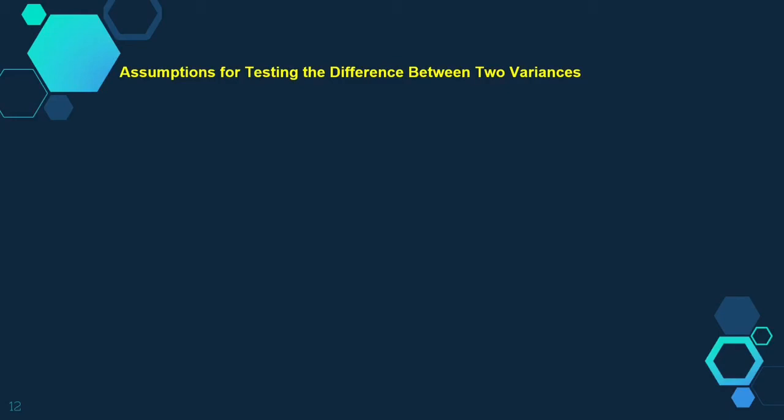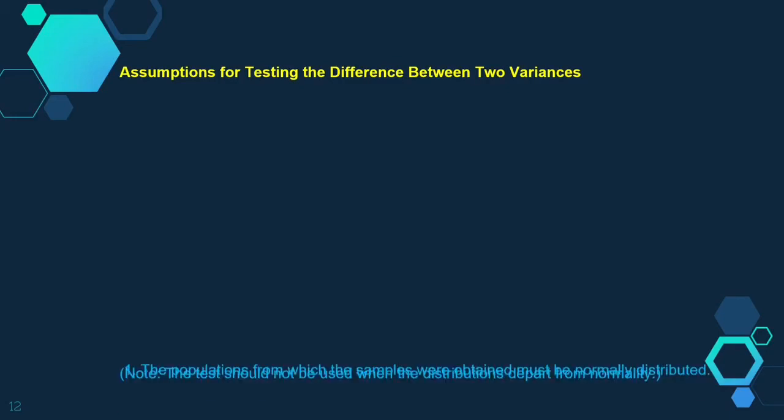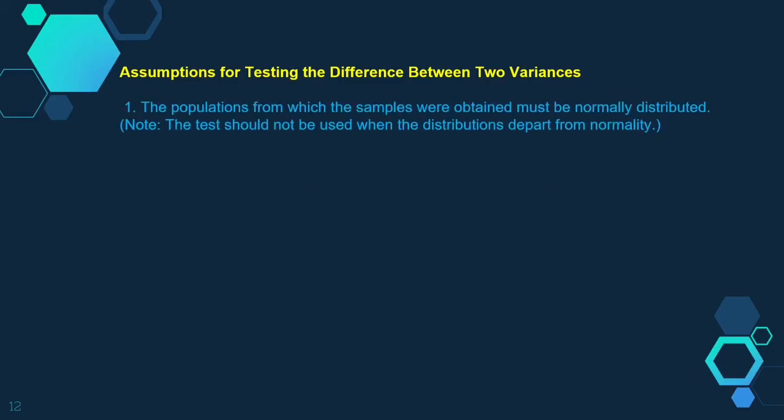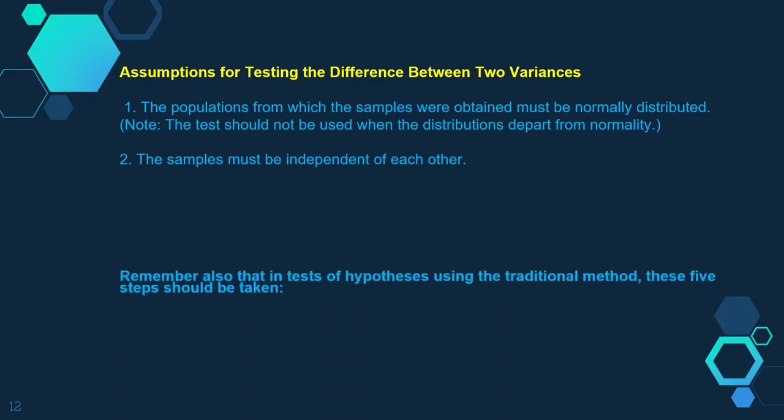Here are the assumptions for testing the difference between two variances. First, the populations from which the samples were obtained must be normally distributed. Note, the test should not be used when the distributions depart from normality. Number 2, the samples must be independent of each other.